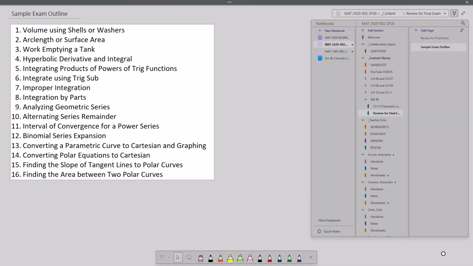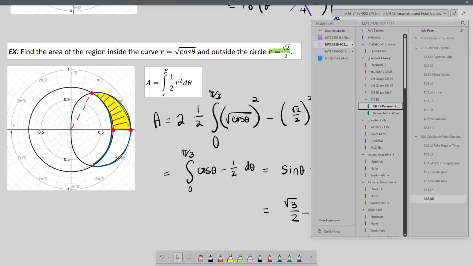So, any polar thing, parametric thing that you want to look at?